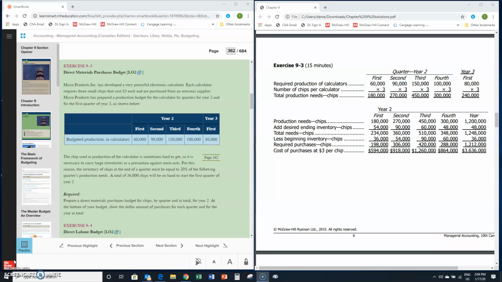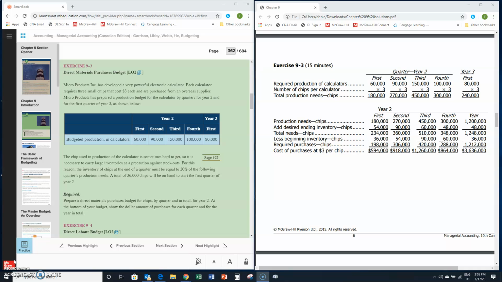Microproducts has prepared a production budget for the calculator by quarters for year 2 and the first quarter of year 3, as shown below. The chip used in production of the calculator is sometimes hard to get, so it is necessary to carry large inventories as a precaution against stockouts.